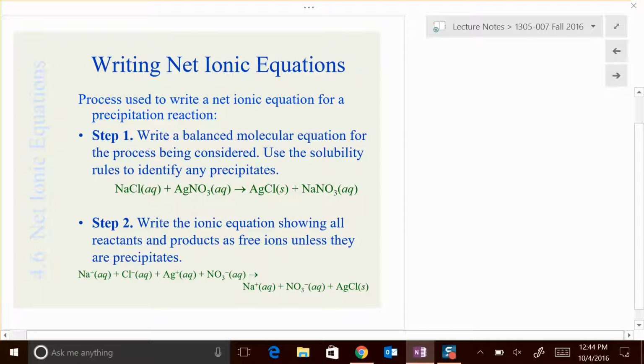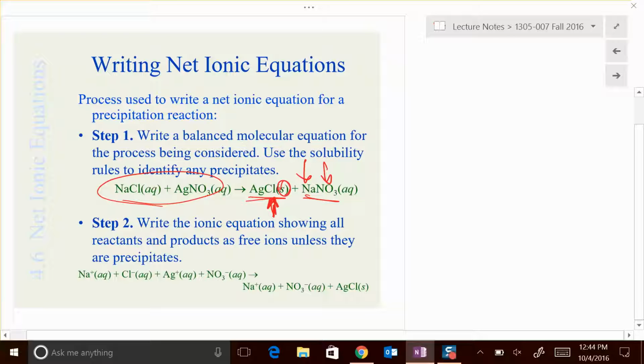So here's an example. Here we have sodium chloride and silver nitrate. Sodium chloride plus silver nitrate produces silver chloride and sodium nitrate. Sodium nitrate is obviously soluble because it's sodium. Nitrates are always soluble as well, so that's a double whammy on that one. And then we know chlorine is soluble unless it's with something like silver, and then it becomes insoluble. So that's our solid product.